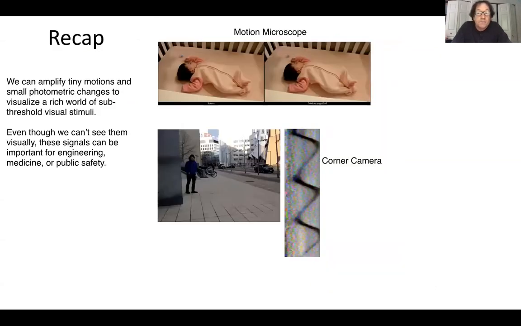So to recap, we talked about using video processing to reveal interesting physics, this motion microscope. And we also talked about using simple configurations in the real world and sort of standard physics of light transport to pull out novel, unexpected, accidental cameras.